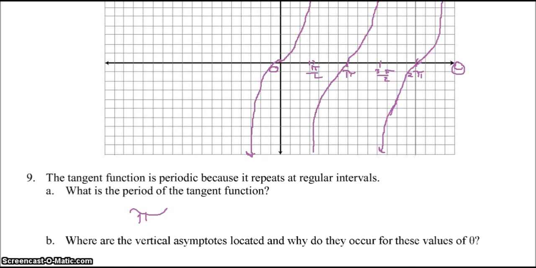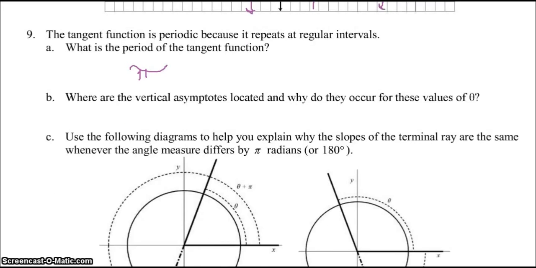Where are the vertical asymptotes located, and why do these occur for these values of theta? Well, the vertical asymptotes are at theta equals pi over 2 and theta equals 3 pi over 2. There's actually an infinite number of these, but these are just the ones we identified on our graph. And the slope increases or decreases without bound as we approach these points from the left or the right.